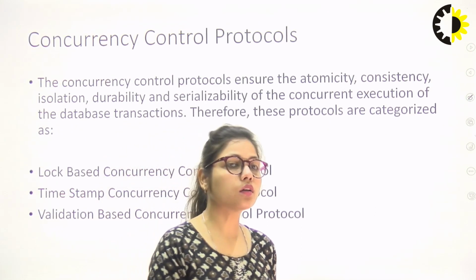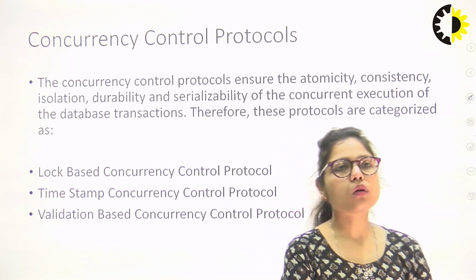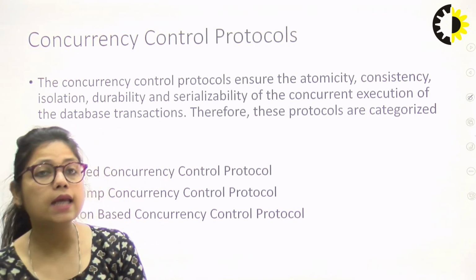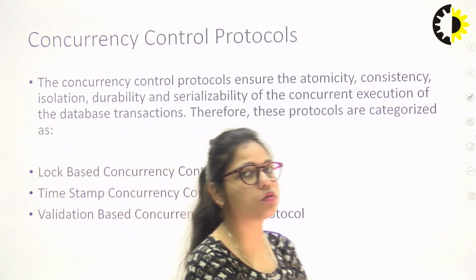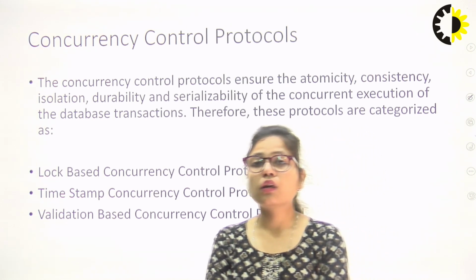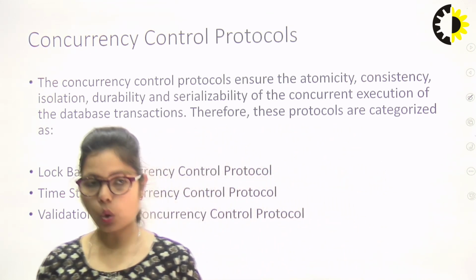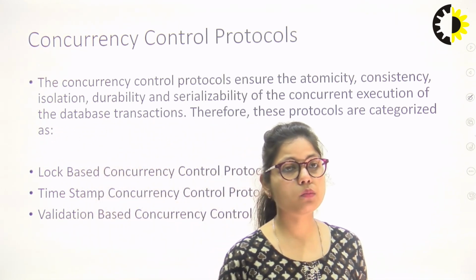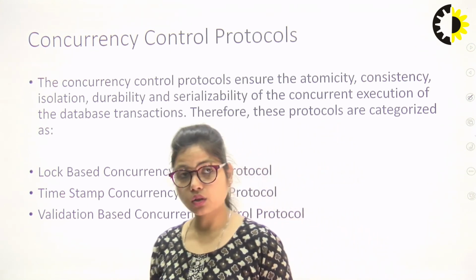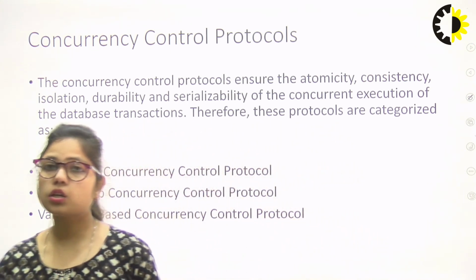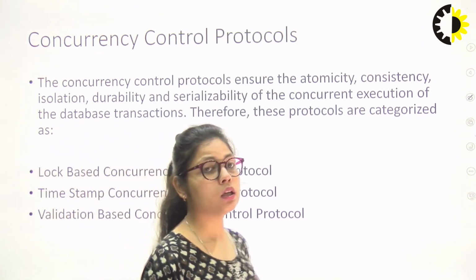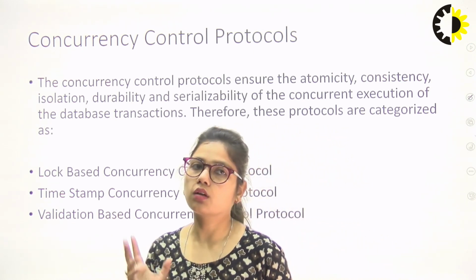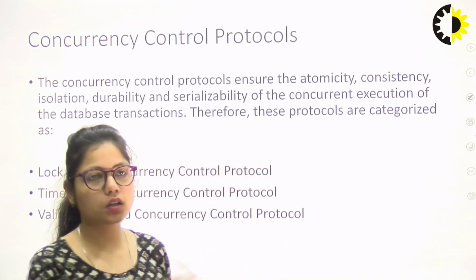Now, what are the concurrency control protocols? Basically, concurrency protocols ensure atomicity, consistency, isolation, durability, and serializability of the concurrent execution of database transactions. Therefore, these protocols are categorized as log-based concurrency protocol, timestamp concurrency protocol, and validation-based concurrency protocol. Atomicity, isolation, consistency, and durability are called ACID properties. These are used for ensuring the proper execution of transactions.